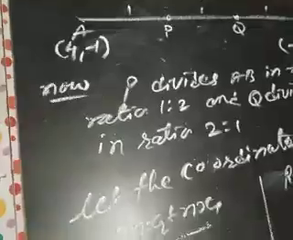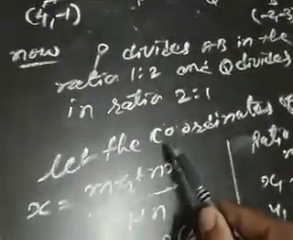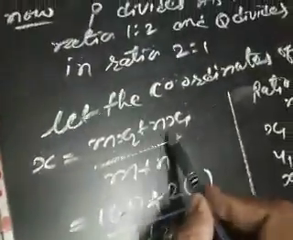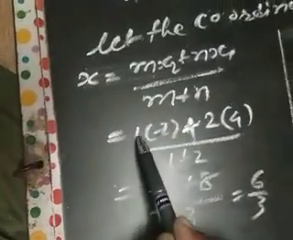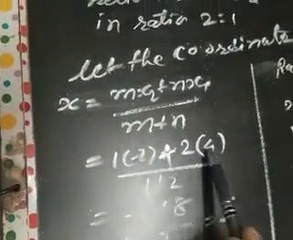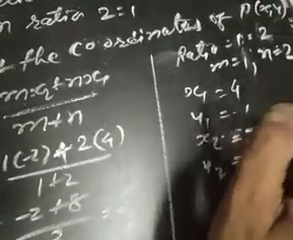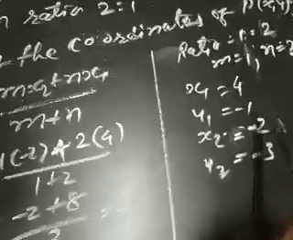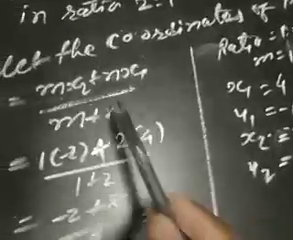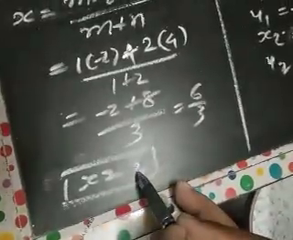And now we find the coordinates of P and Q. So let the coordinates of P be (x, y). So x is equal to (m x2 plus n x1) upon (m plus n). So here 1 into (minus 2) plus 2 into (4), as per we decided x1 y1 x2 y2: 4, minus 1, minus 2, minus 3. We put the values here, so we get x is equal to 2.